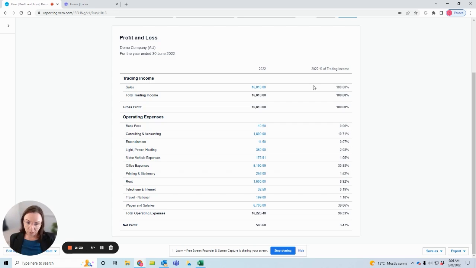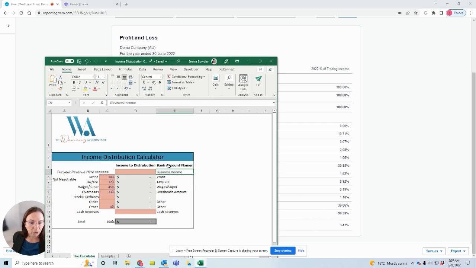So the first one that I'm going to look at is this wages and salaries. So of the $16,810, we have got $6,700 that has been paid out as wages, and that equates to about 40%. So if I jump back into this calculator, I'll take these percentages out. But what I'm going to put in there is 40%. That one didn't take into account superannuation, but we will do that. You could, I guess, add those together and use that as a percentage there.